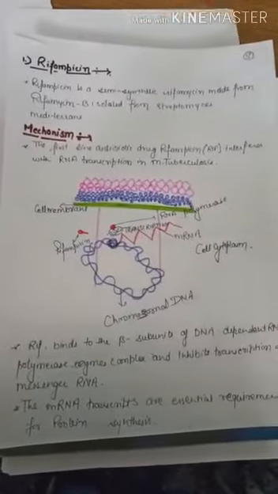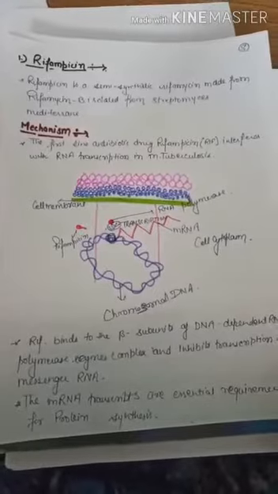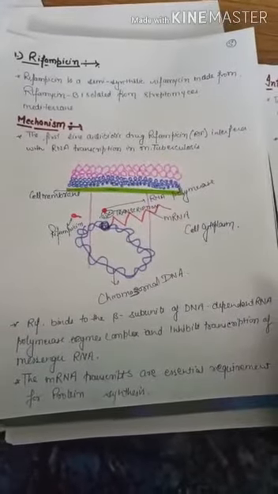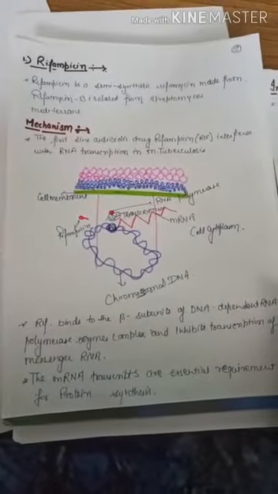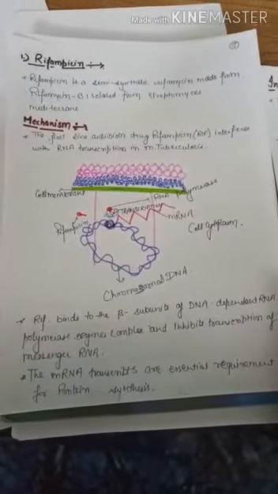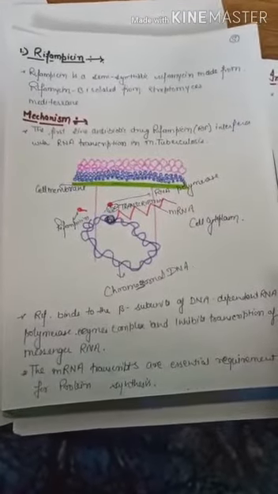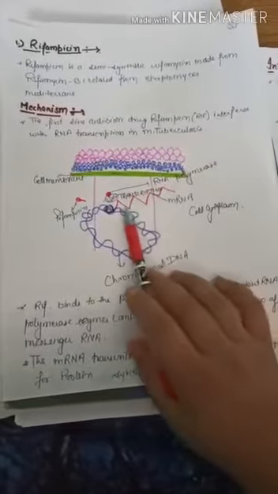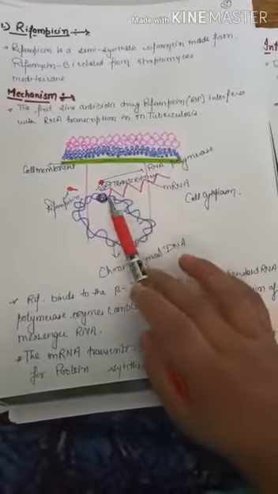Here you can see the first drug we will discuss is rifampicin. Rifampicin is a semi-synthetic rifamycin made from rifamycin B isolated from Streptomyces mediterranei. And the mechanism of action, you can see: the first line antibiotic drug rifampicin interferes with the RNA transcription over here.